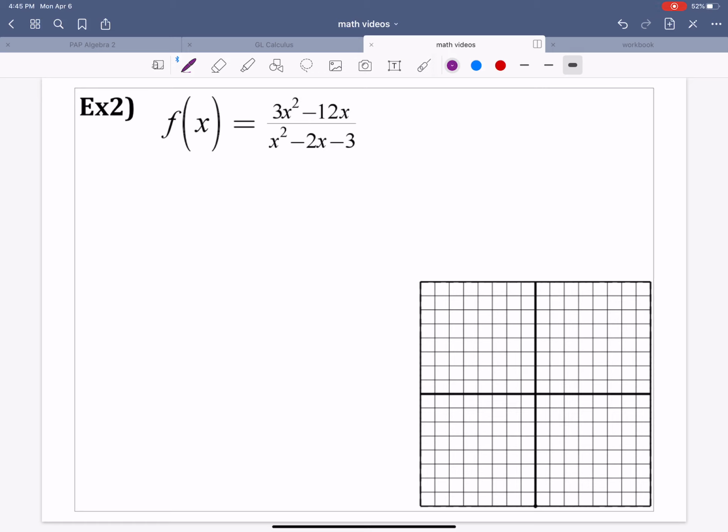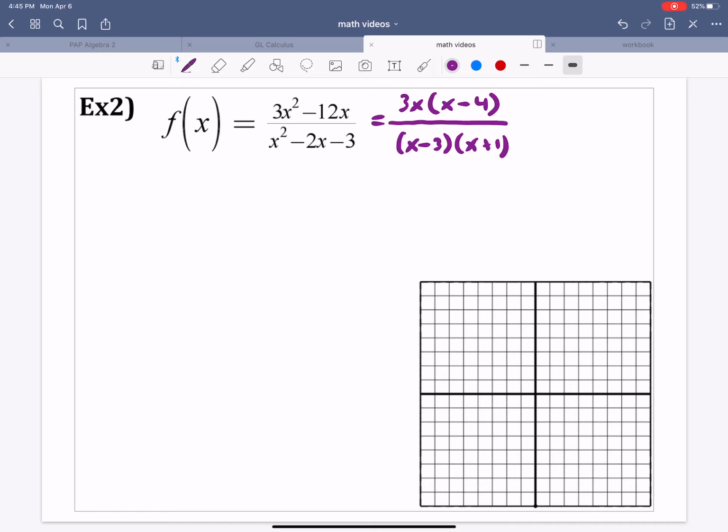Problem number 2 is, and I should tell you there are 5 different graphs I'm going to go through with you, just so you can keep track. Okay, here we go. First thing we're going to do is clean up the numerator as much as we can. So that's 3x times x minus 4 on the top. And we factor the denominator to x minus 3 times x plus 1.